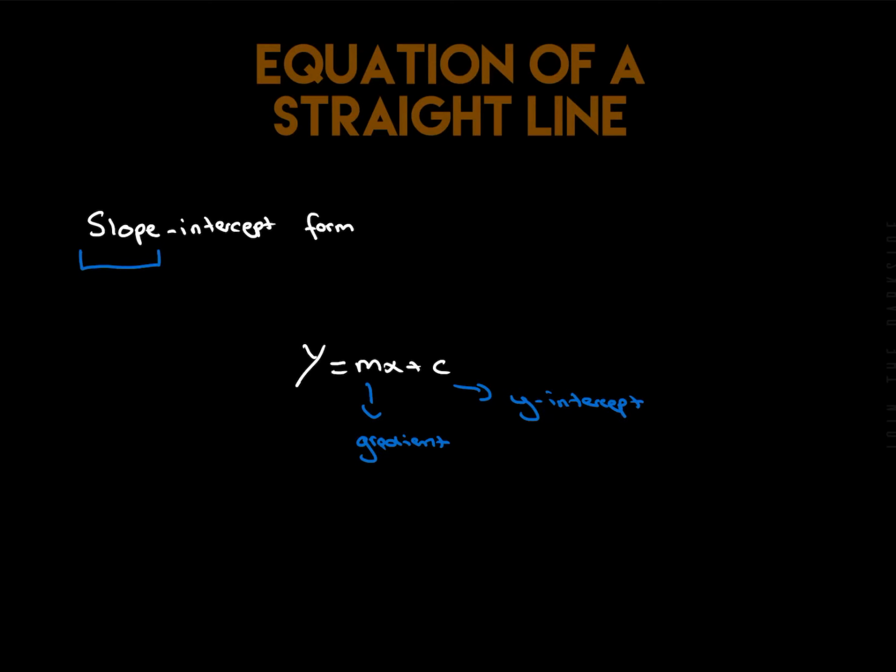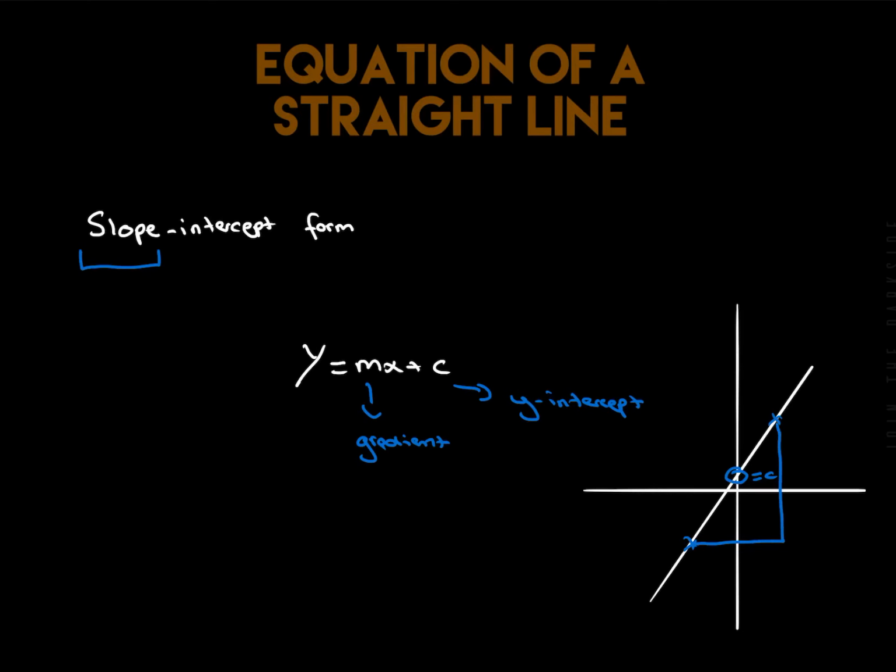What does this mean? Let's check it. We have our graph here, and we have to see what our gradient is and what our y-intercept is. From this graph, we can see that our y-intercept is here. This is equal to c. Our gradient is from 2 points and is the rate of change. This we can call y2 minus y1, and this we can call x2 minus x1, or delta y over delta x.